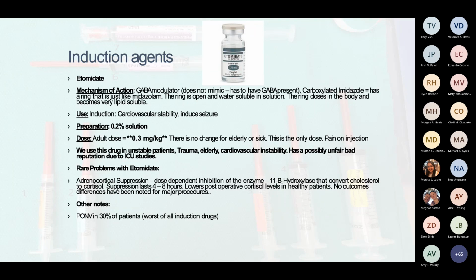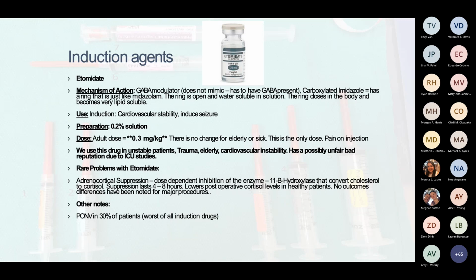As I said, most commonly it's going to be used for sick hearts. You will see it used in other unstable patients, trauma, the elderly, and sometimes, again, provider preference comes into play here. Generally, if I have somebody that's sick, I will go with a ketamine or a ketamine propofol mix. Other places they go with etomidate for almost everything.